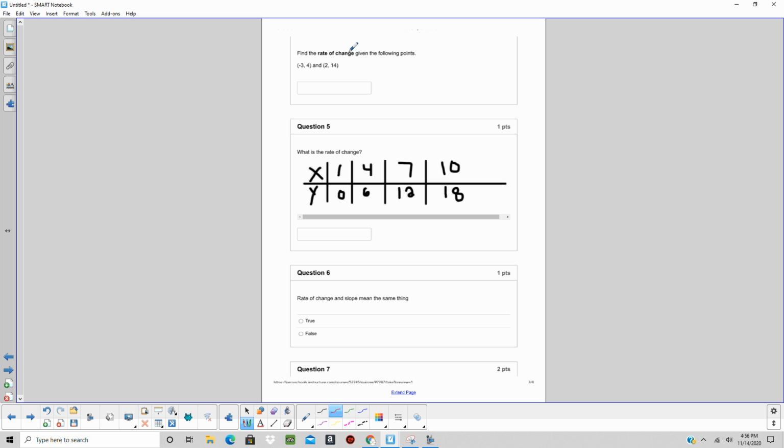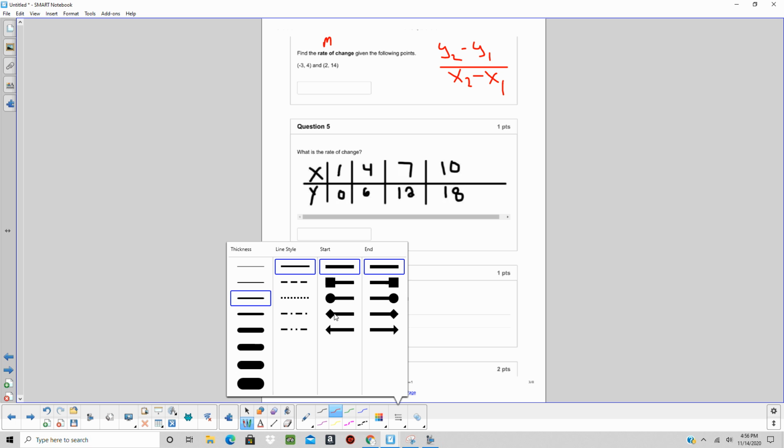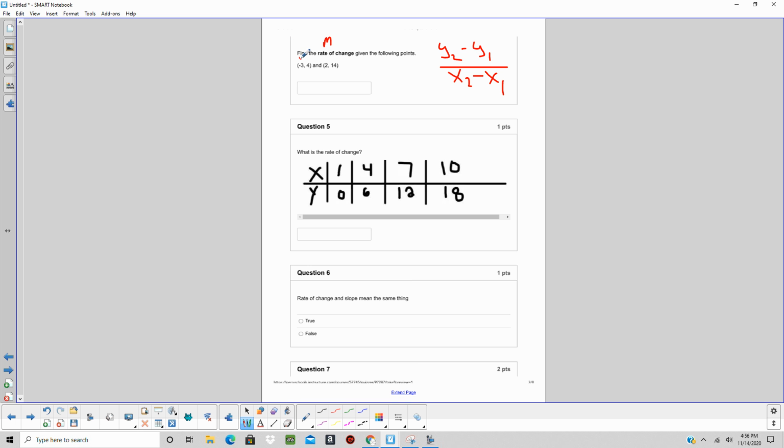All right. Find the rate of change. Well, rate of change is the same thing as slope, which is going to be the difference of my y's over the difference of my x's. So I've got my y's. I'm going to label everything first. x1, y1. That's kind of hard to see, but that's an x. And here, x sub 2, y sub 2.